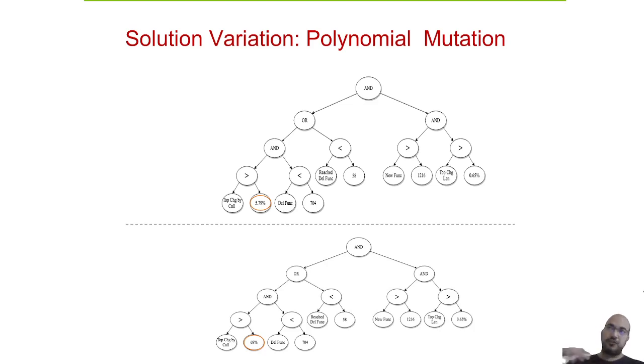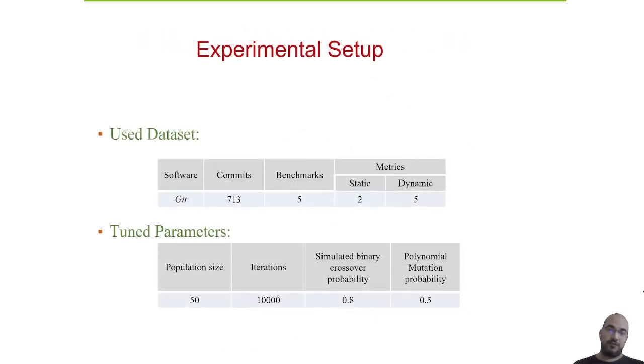After defining the solution representation, evaluation, and evolution, we are ready to develop the model. To do that, we have used an existing data set of known commits. We have taken 713 commits from the Git project, used 5 benchmarks to test them, and used 2 static metrics and 5 dynamic metrics for this analysis. Then we have tuned the parameters of NSGA2 so that we can get the best results when we evolve the solutions.